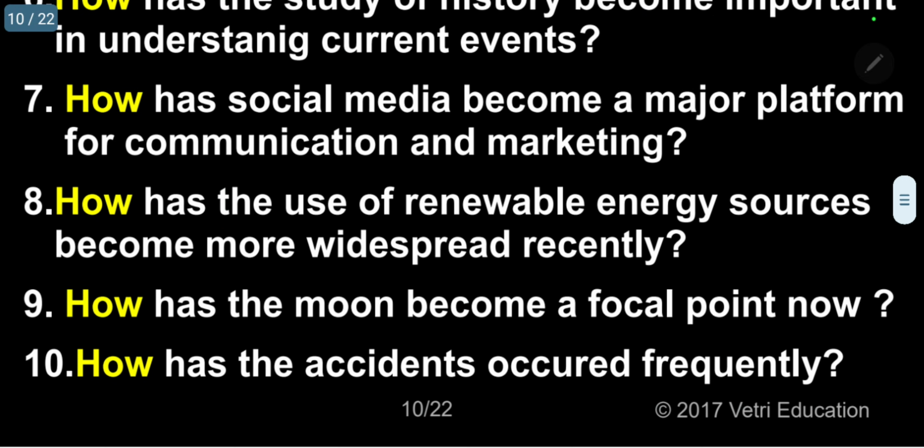The next sentence. How has the moon become a focal point now? Become is the main verb, has is the auxiliary. How have accidents occurred frequently? Occurred is the main verb, has is the auxiliary.